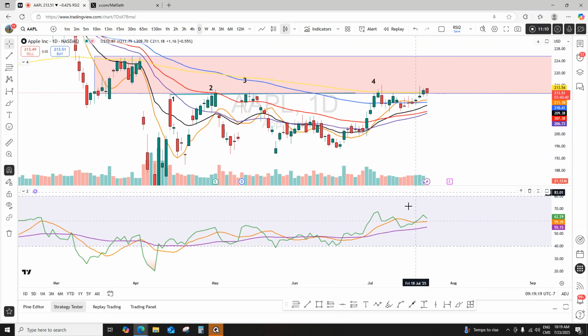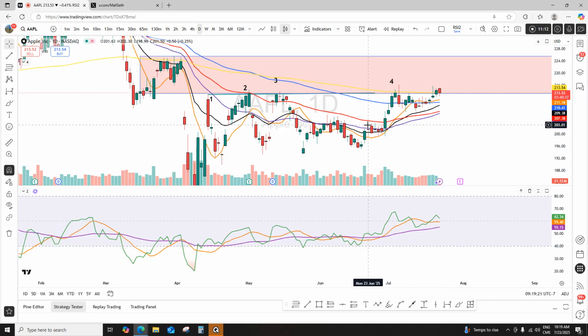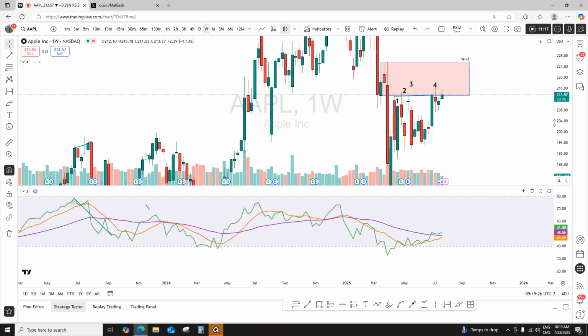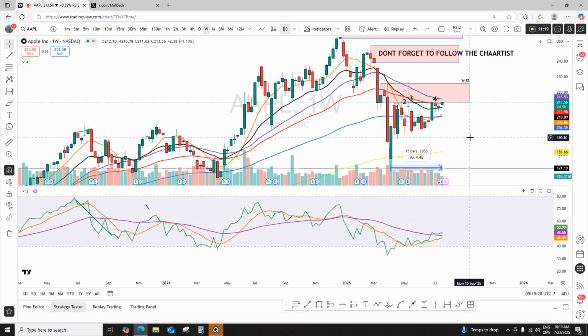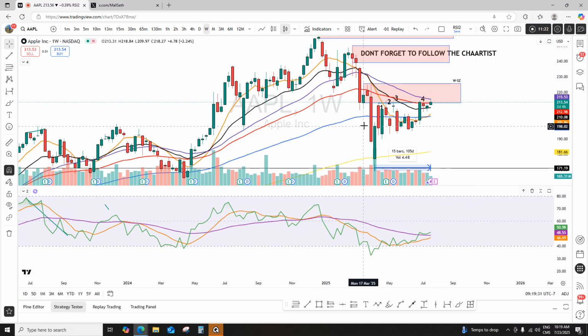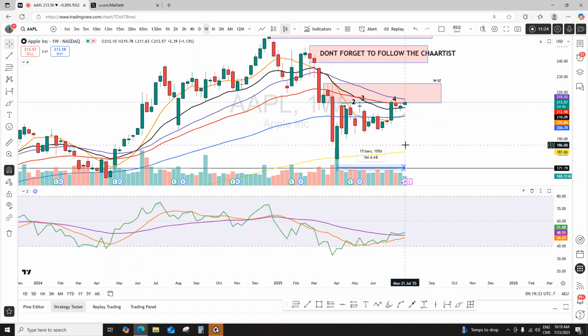Let's understand the RSI, the momentum part as well. Price is sideways on the daily time frame, and on the weekly time frame, price is almost sideways again. I don't see any bullish momentum being built here. But whatever I'm saying about indicators, these are not the primary source for my trading. I always trade price action.